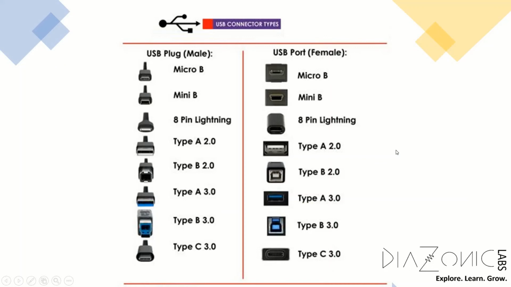All right, moving on. So these are the different USB connector shapes and how they look. On the left side is the USB plug, and the right side is the USB port. Okay, the plugs are listed here. So this is how a cable end would look like, and this is how the ports on the computer or on a device would look like.